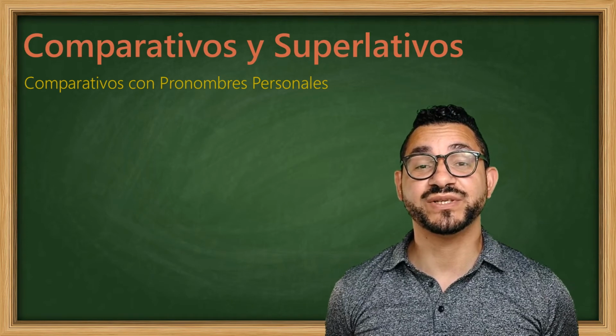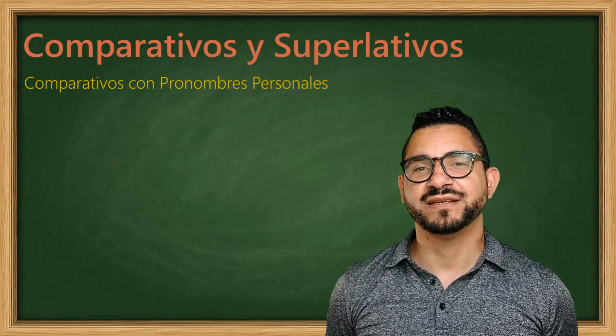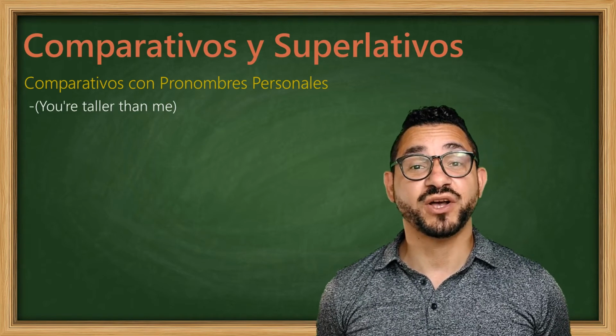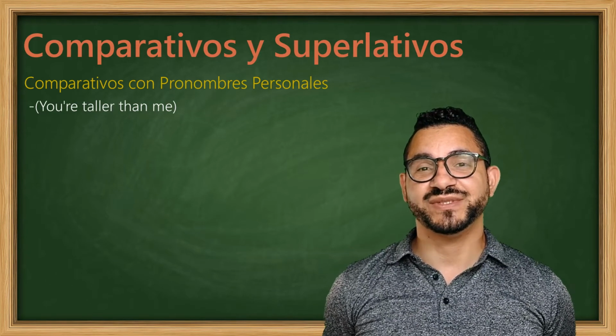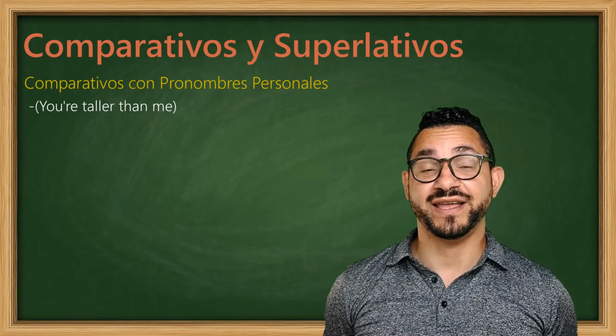All of the examples that I have provided involve two nouns, but sometimes we have to compare with a person, a personal pronoun. Let me give you an example. You are taller than me. In Spanish, we say it a little differently. In Spanish, we say, you are taller than I.